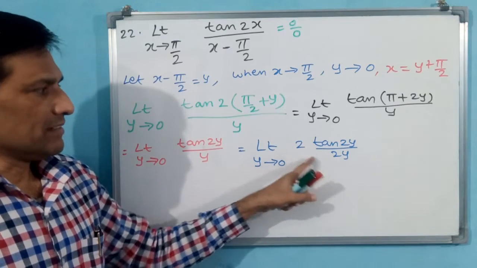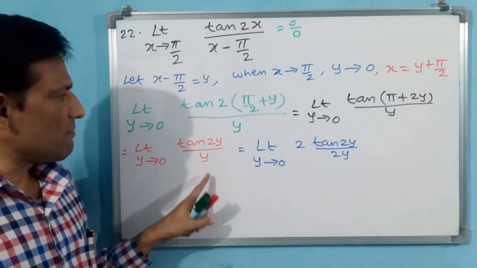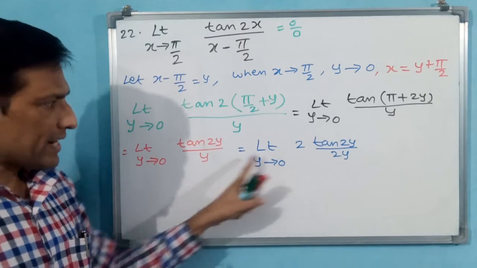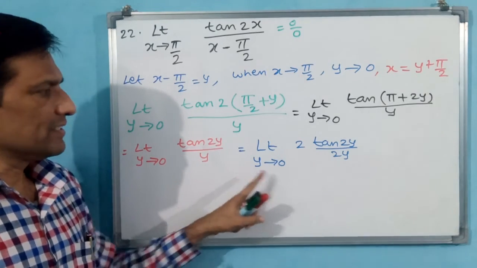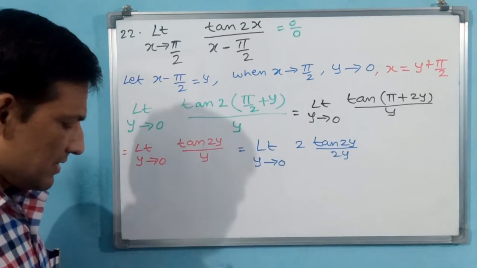2 is going to get cancelled. Then tan 2y by y will be there. What is the advantage? 2 I can take common, like a scalar constant. But tan 2y by 2y, 1 I can write.